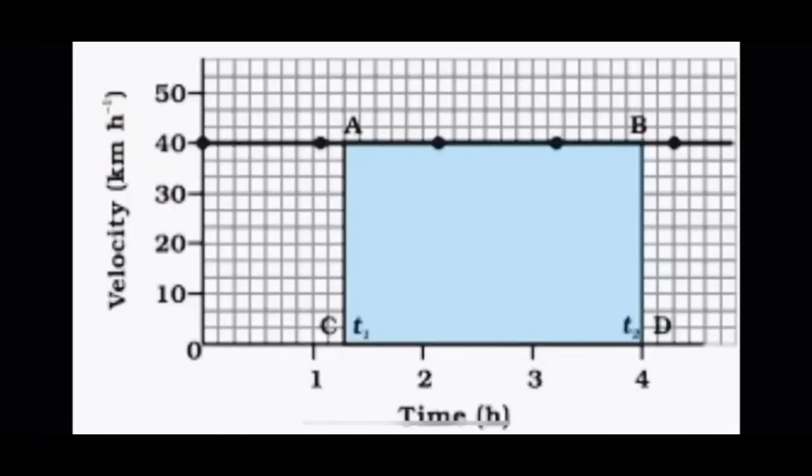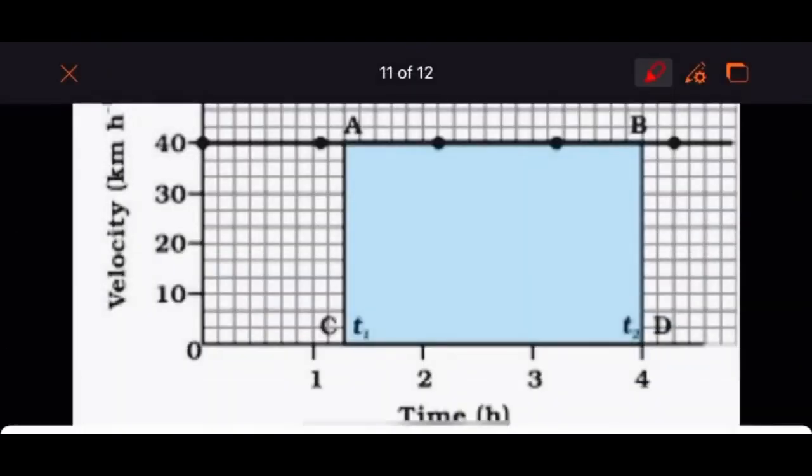Now we are marking 2 points A and B on the graph. This is A and this is B. From these 2 points we are drawing perpendiculars. From A, a perpendicular is drawn like this, AC. This line meets a point on the x-axis marked as T1. Now from B also we are drawing a line like this. It also meets a point on the x-axis that is marked as T2.